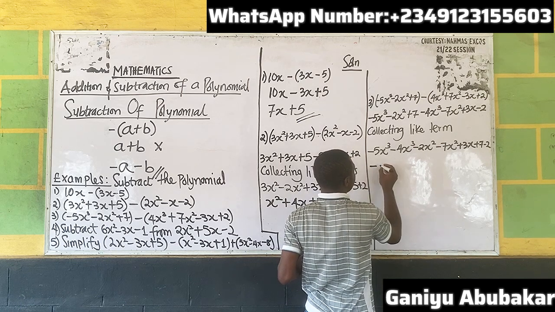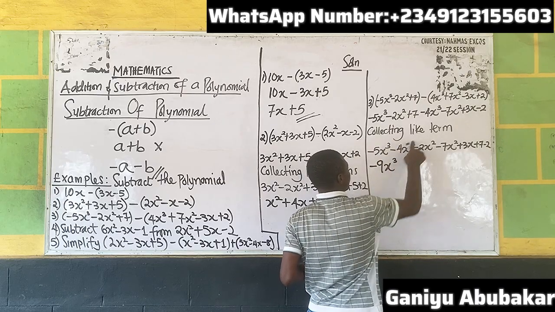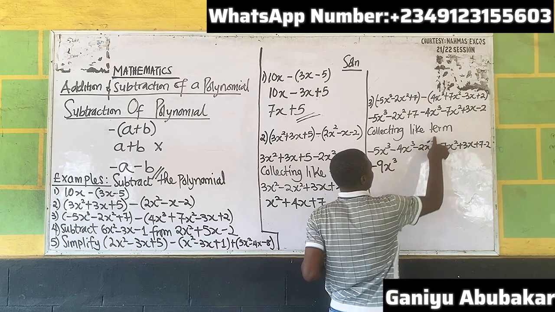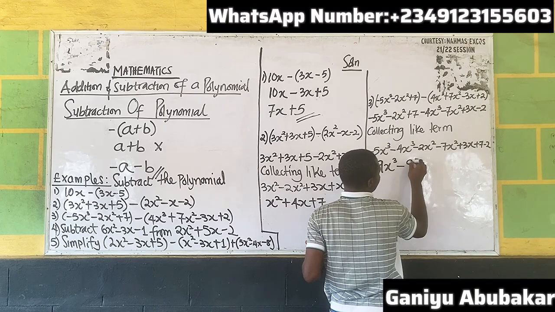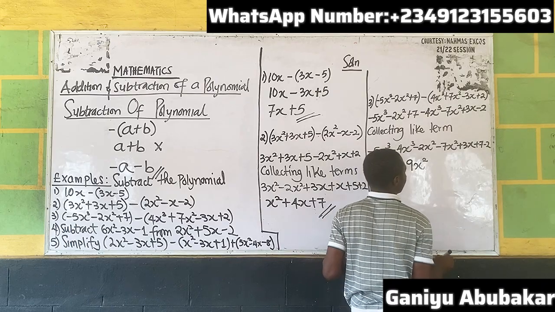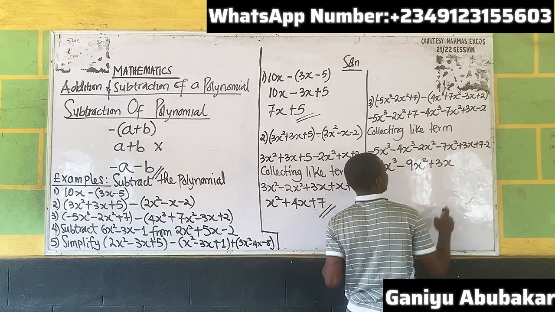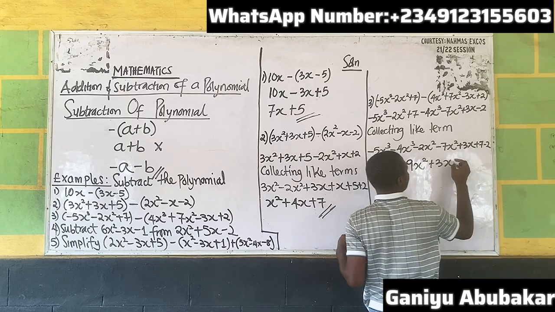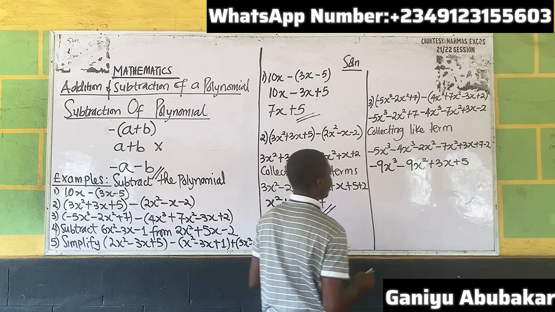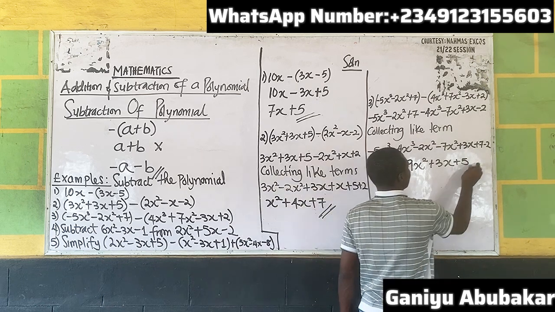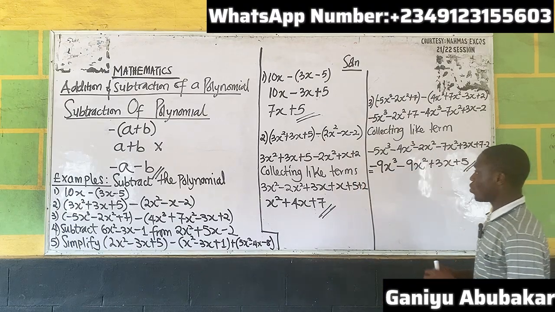This one gives you minus 9x cube, that is minus 5x cube minus 4x cube, and then minus 2x squared minus 7x squared. That gives you minus 9x squared. Alright. Plus 3x. That's only 3x I have. Then plus 7 minus 2. That gives you plus 5. Alright. So this becomes the final answer to this particular question 3. Alright. So let's do question 4.